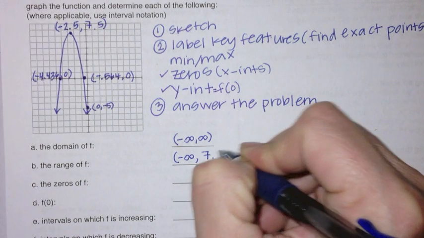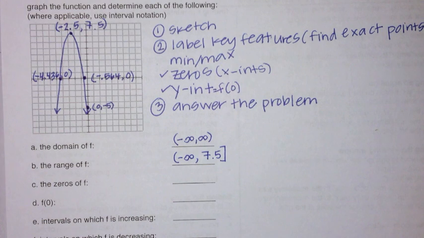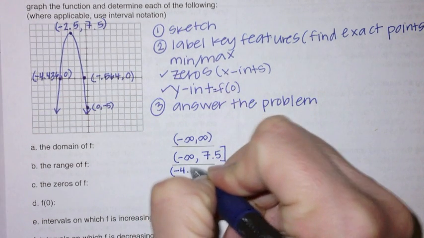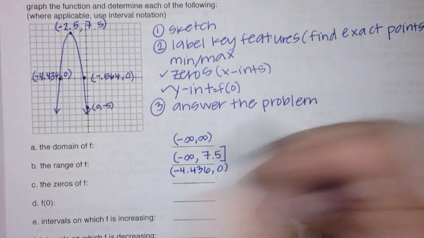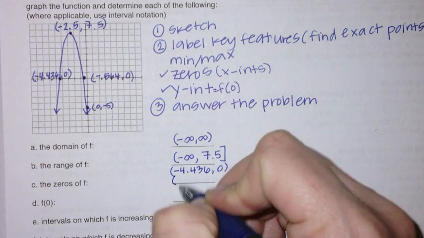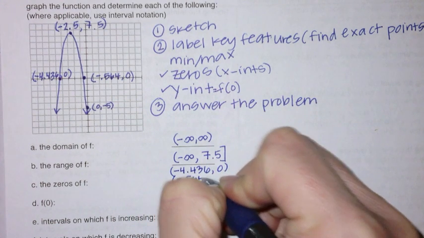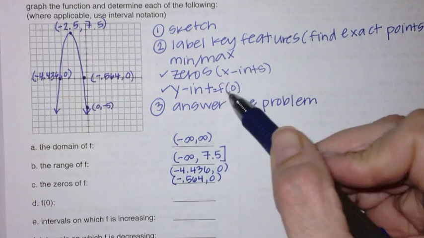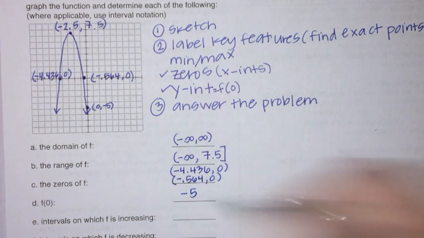So remember that domain is x values and range is y values. The zeros, we have them right there. We already calculated them. This is why I tell you to find those key features first and label them, because it makes filling this out so much faster. What is f of 0? F of 0 is the y-intercept, so that is just -5.